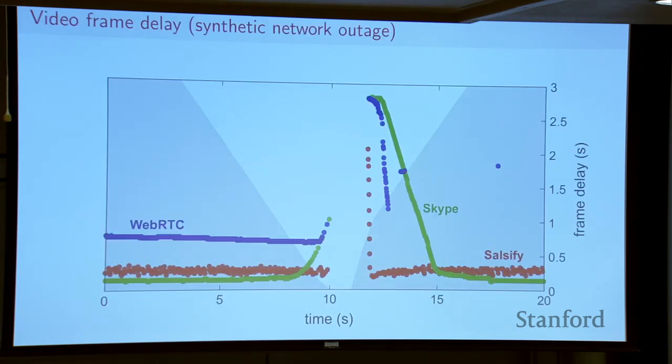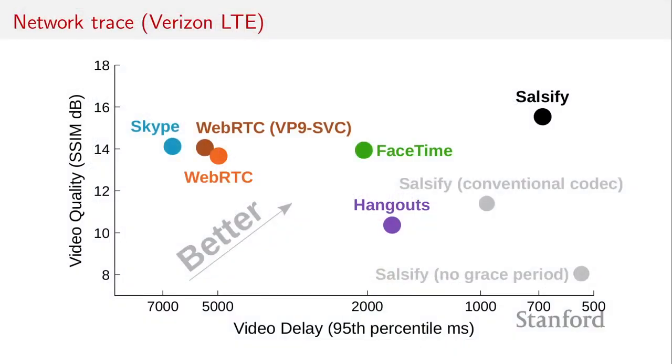So we can also look at the quality metrics, and we see them here. The video delay is on the x-axis, and the best delay is, again, on the right side. We flip the x-axis, and the quality, structural similarity, is on the y-axis. So the best schemes will be up and to the right. So here's Salsify, which gets the best video quality and the best delay of any of the conventional schemes over a Verizon LTE type network trace.